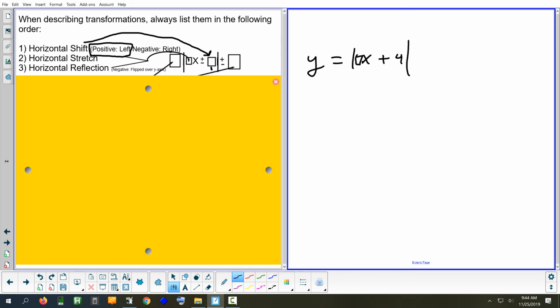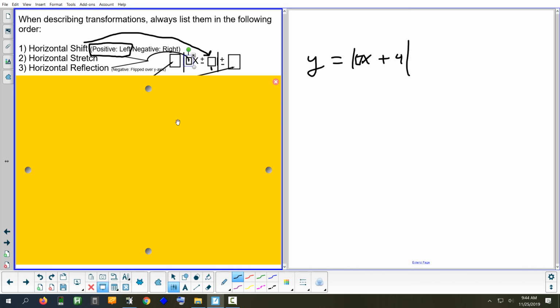So that one in the front there is called a horizontal stretch. Down below, it says how to describe stretches, because describing a stretch is a little tricky. It's not as easy as this one, just saying left 4. The stretch is a little weird, so I'm going to explain that down below. I'm not going to explain it yet.